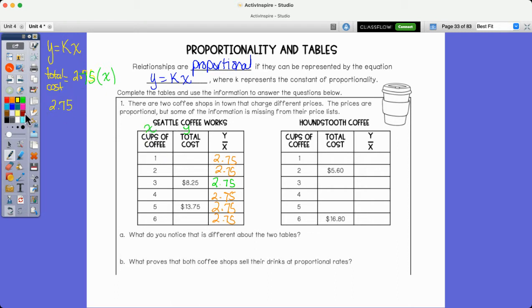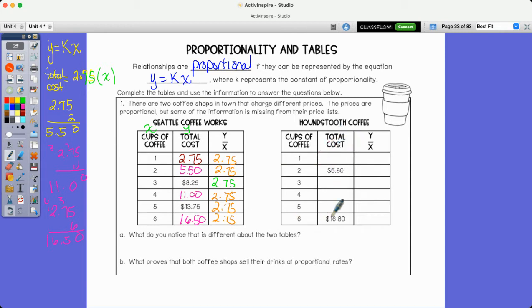So 2.75 times 1 is 2.75. 2.75 times 2 is 5.50. We already have 3. 2.75 times 4 is $11. We have 5, and 2.75 times 6. We get $16.50.